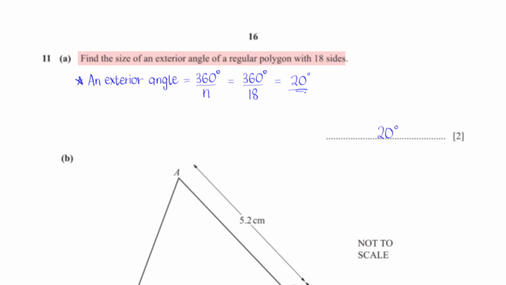Find the size of an exterior angle of a regular polygon with 18 sides. The formula for finding an exterior angle of a regular polygon is 360 degrees divided by n, where n is the number of sides of the regular polygon. In this case, we've been given n as 18, and so 360 degrees divided by 18 gives us 20 degrees.